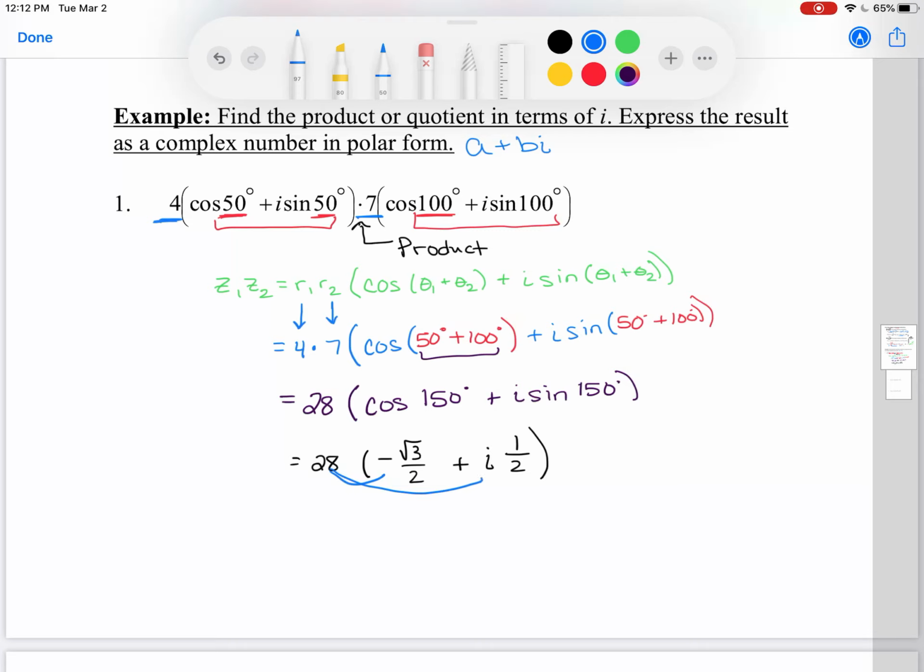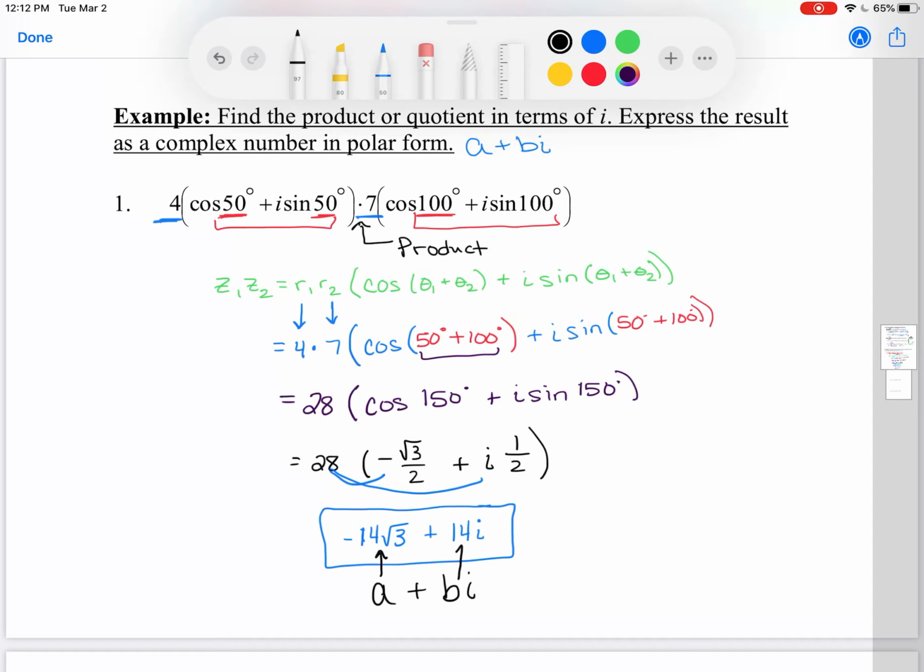Of course, don't forget your 28 is still out front. And now we go and we distribute that in. So 28 times negative root 3 over 2, that's going to cancel, leaving me with negative 14 root 3. And then when I get to the second one and distribute, that's going to leave me with a positive 14i. And that, my friends, will be our final answer.